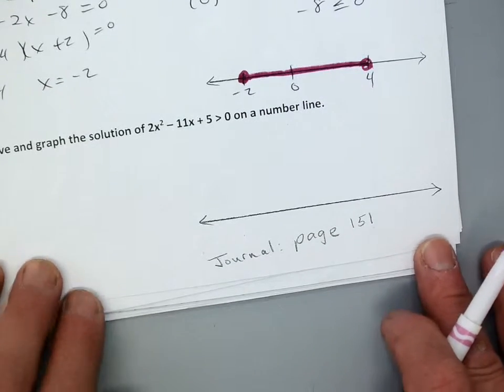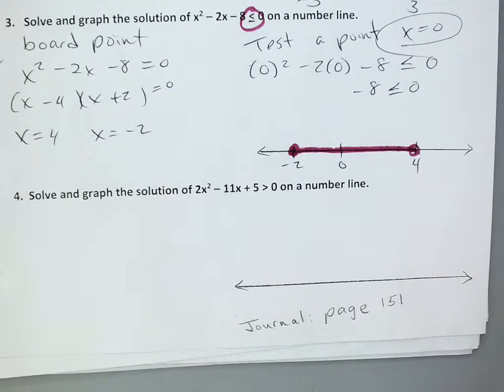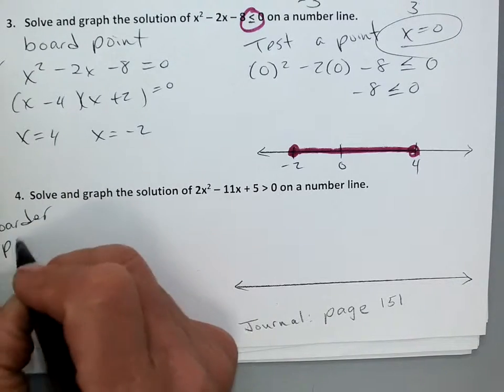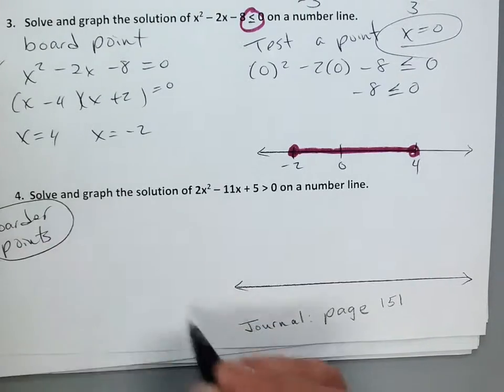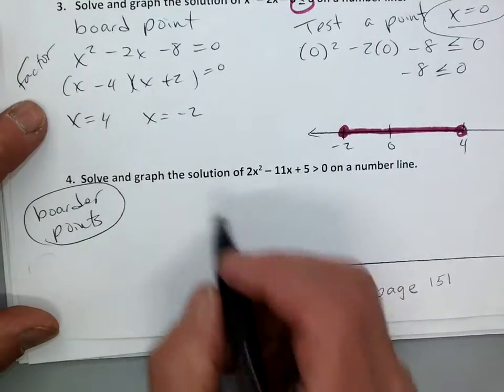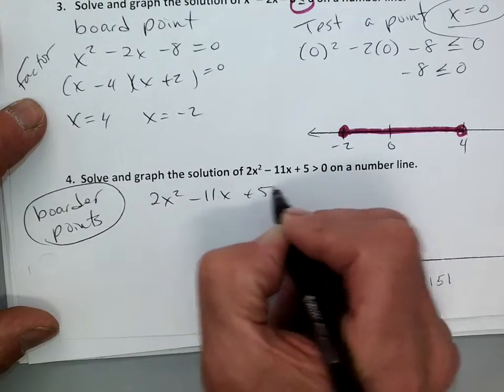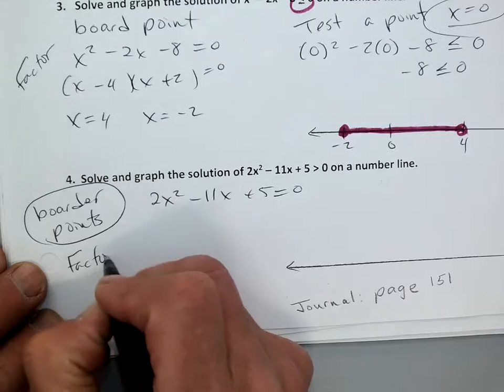Now, number 4. We're almost done. This doesn't seem that hard, does it? So here's my suggestion. The first thing to do is find your border points by factoring, okay? Step 1, border points. So I'm going to take my 2x squared minus 11x plus 5 equals 0. If I want to find the border points, make it equal 0, okay? Then I'm going to factor. And it does actually factor.